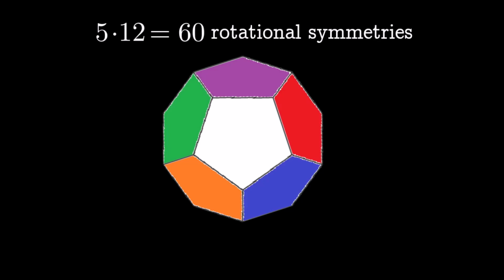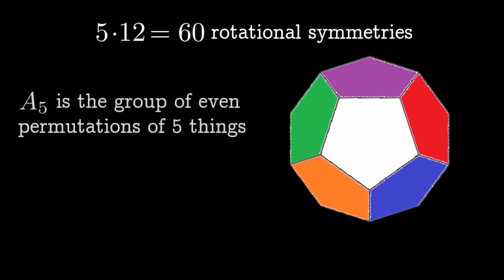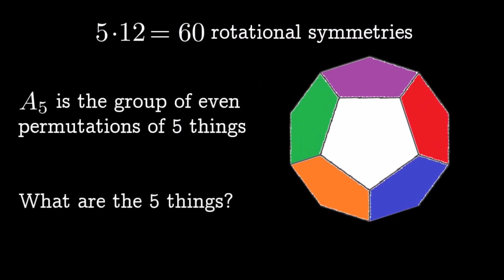But you still shouldn't be convinced. I mean, lots of groups have the same size, right? In fact, there are 13 different groups that all have 60 elements. Why should the rotations of a dodecahedron be the group A5 instead of any of the other 12 groups? If A5 is the group of even permutations of 5 things, then what are the 5 things? A dodecahedron has 12 faces, 20 vertices, 30 edges. How are we going to get 5 things out of that?